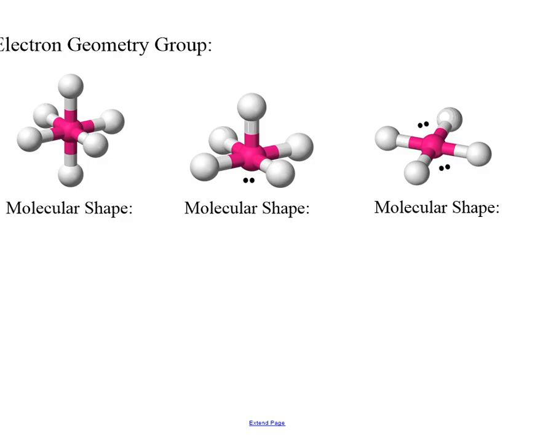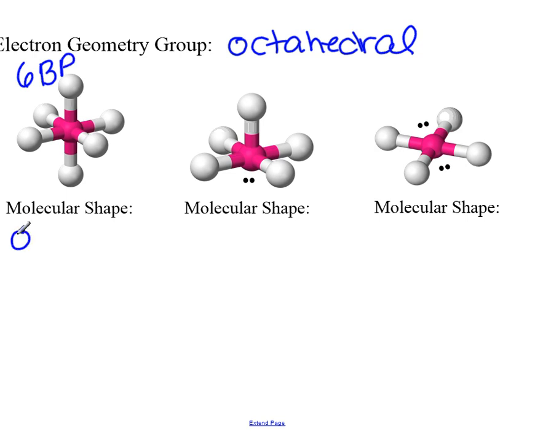So let's do the same thing, and then we're going to try and put it together with our Lewis diagrams. So electron geometry group is octahedral. This one we have 6 bonded pairs, and its actual molecular shape is octahedral as well. All of the bond angles here are 90 degrees, so let's work out how that happens.